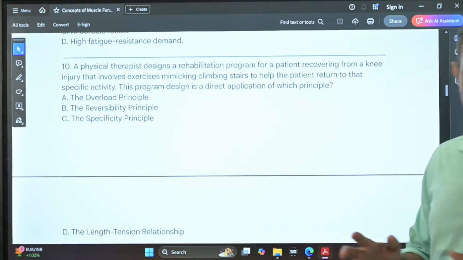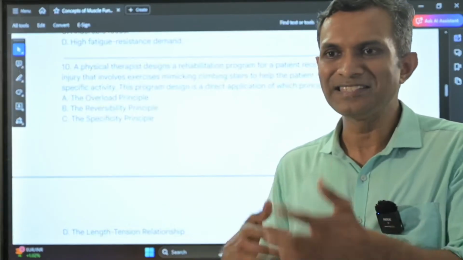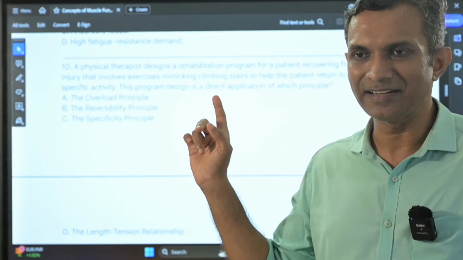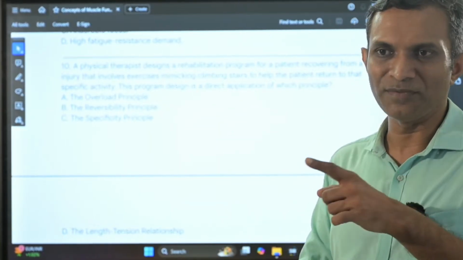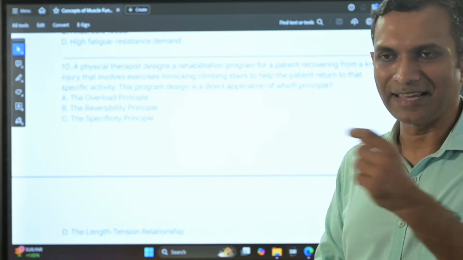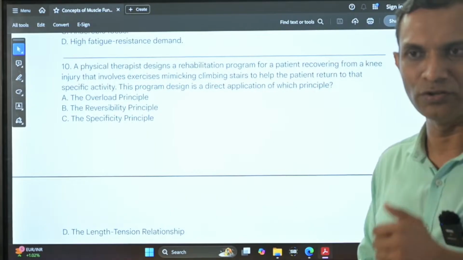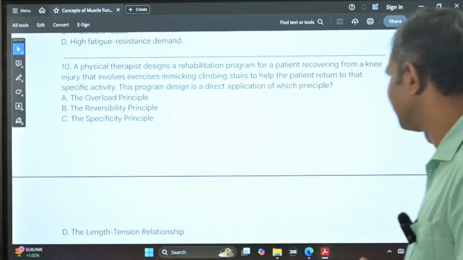Again, this is a classic example of a dampener and distractor question. There are so many distractors. Basically, the question wants to convey what is the type of exercise training principle adopted in it. So select your choice very carefully.